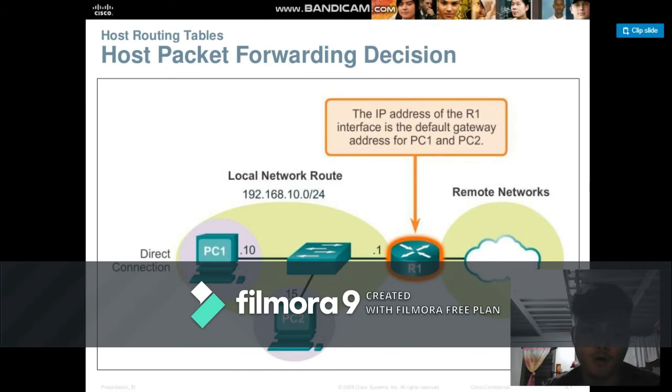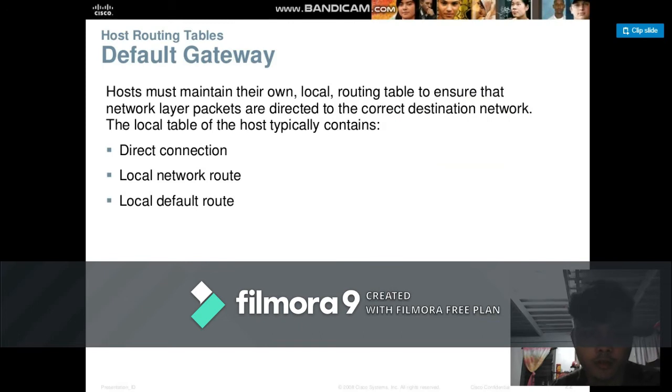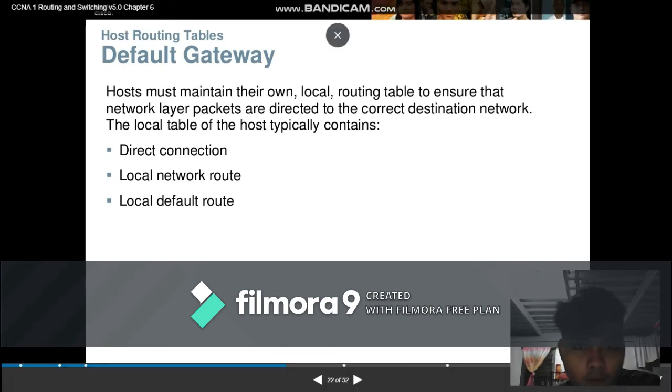So, the host packet forwarding decision. The IP address of the router 1 interface is the default gateway address for PC1 and PC2. So we have a local network route, 192.168.210.0 with /20, a direct connection. The default gateway must maintain its own local routing table to ensure that the network layer paths are directed to the destination network. So we have a direct connection, local network route, and local default route.